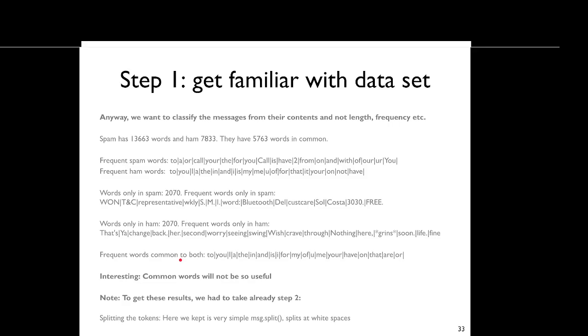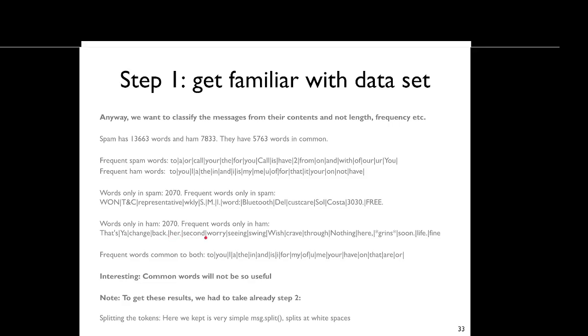You wouldn't lose much. Now, let's look at words that are only in spam, 2,000 of them, and look for frequent ones. That's already more interesting: one, T and C, representative, weekly, SMS, Word, Bluetooth, Dell. Same for ham: change, back, her, second, worry, seeing, swing, wish, crave. You see, very different.